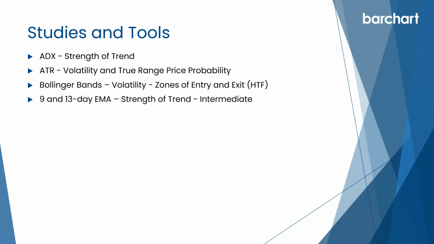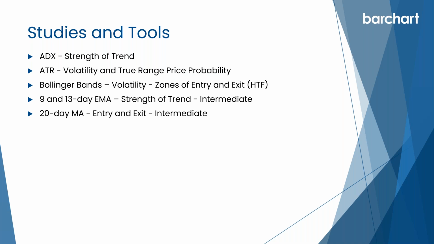And then again, you might have some moving averages that you like, and I just threw these in here at my intermediate time frame. I like looking at 9 and 13 EMAs. Again, I'm really looking at these for strength of the trend. Is my EMA moving up? Is it moving down? Is price above or is price below? And this kind of helps me with that momentum as well.